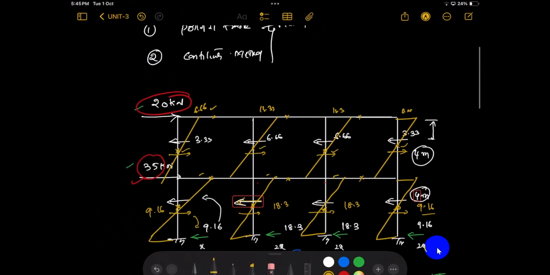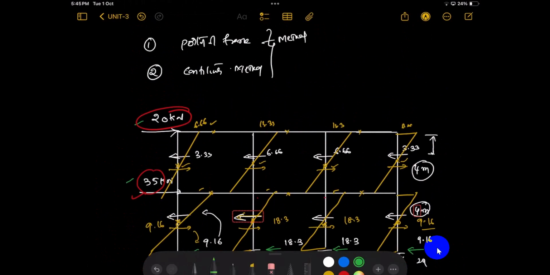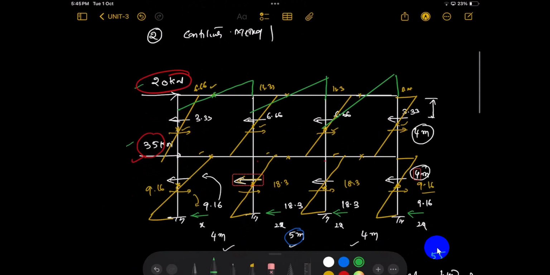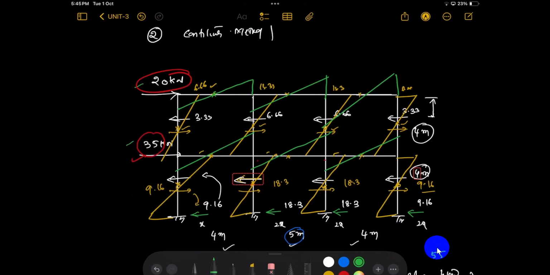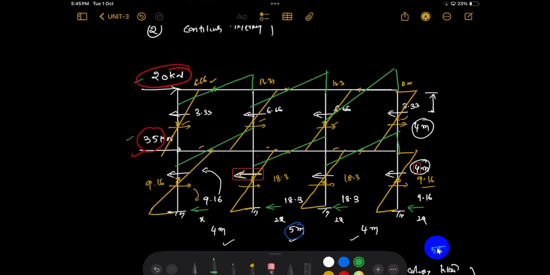And columns, beams also the same thing. Beams I will draw like this. This is the point of contraflexion. Here, like this. Okay. So why do I draw this? Again the same thing.